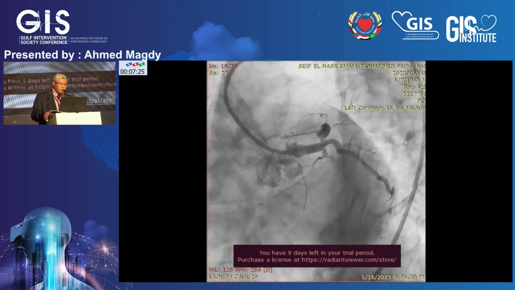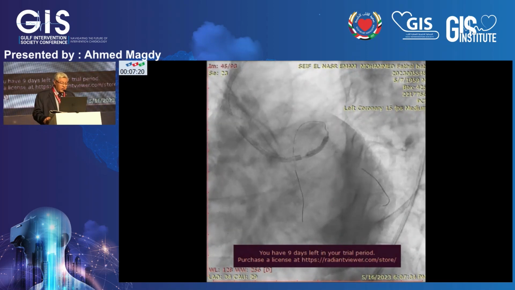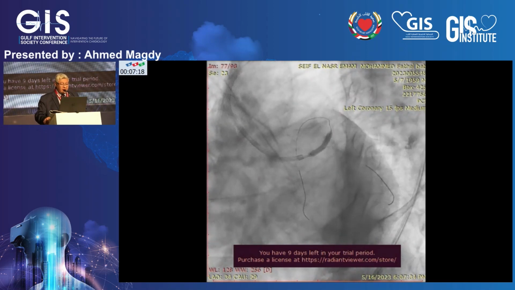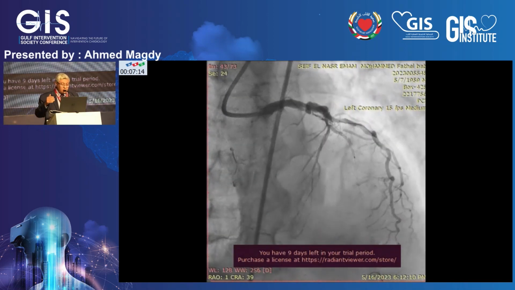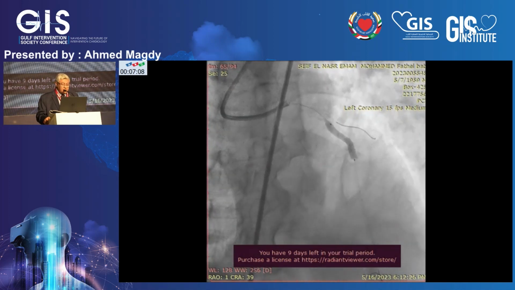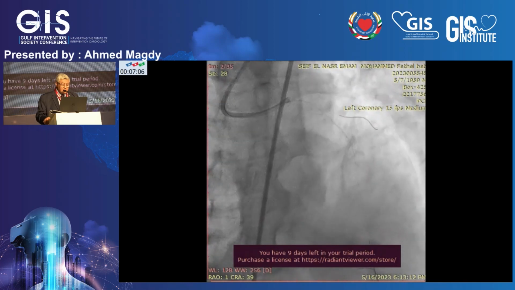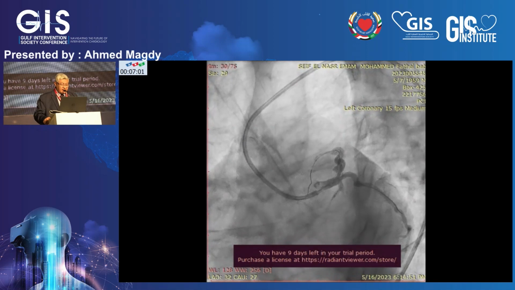Before you do this, you always look for a big size stent, and fortunately we found a stent that was 4.5 by 15, and we found a balloon that is 5 that can go up to 6. This is the LAD proximal lesion. And then this is a stent.